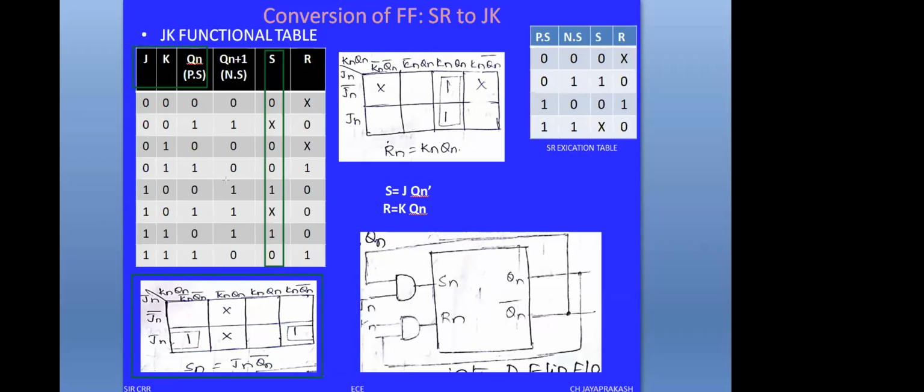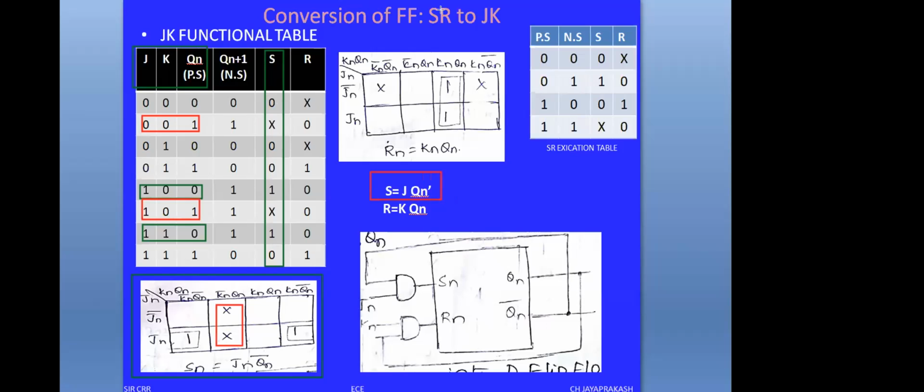What are the minterms? You can verify the minterms for S. The minterms are 1 0 0, which is minterm 4, and the second minterm is 1 1 0. We have two minterms for S, and similarly we have two don't cares. What are the don't care terms? 0 0 1 is one don't care, and similarly 1 0 1 is another don't care. Therefore, the don't cares are written in the K-map, and we have minimized the equation, and we got the output equation S equals to J into Q bar n.